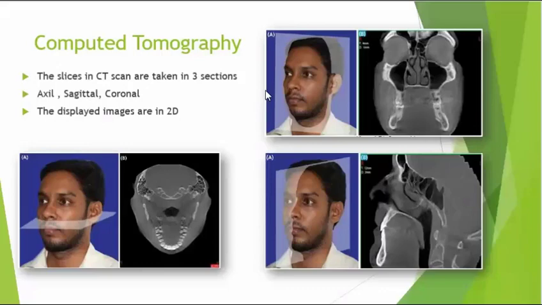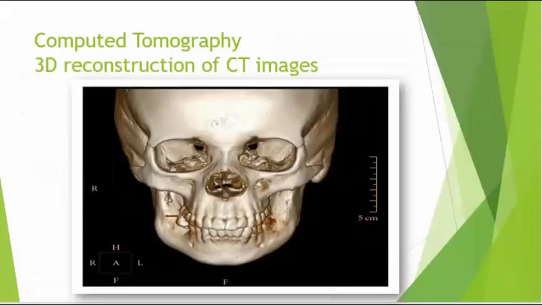The images taken using computed tomography are named slices, and they are taken in 3 sections. This is the axial section, this is the sagittal section, and this is the coronal section. The displayed images are in 2D. With the advancement of technology and the use of special software, 3D reconstruction of CT images has become possible. As you can see, this is the skull in 3D, made by combining the slices that are taken in 3 planes: axial, sagittal, and coronal.